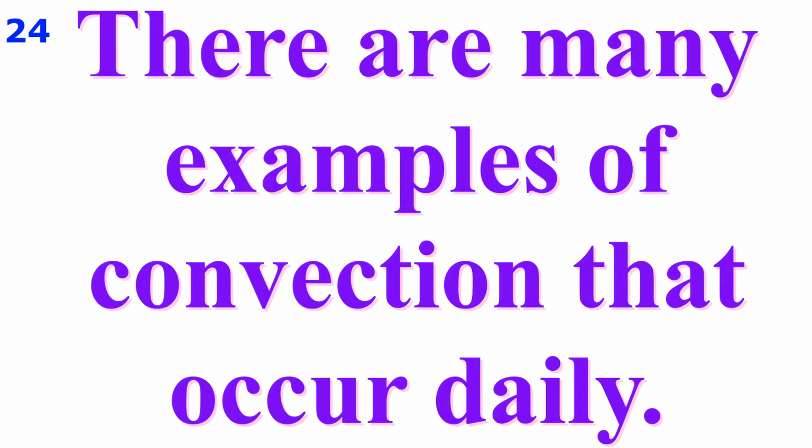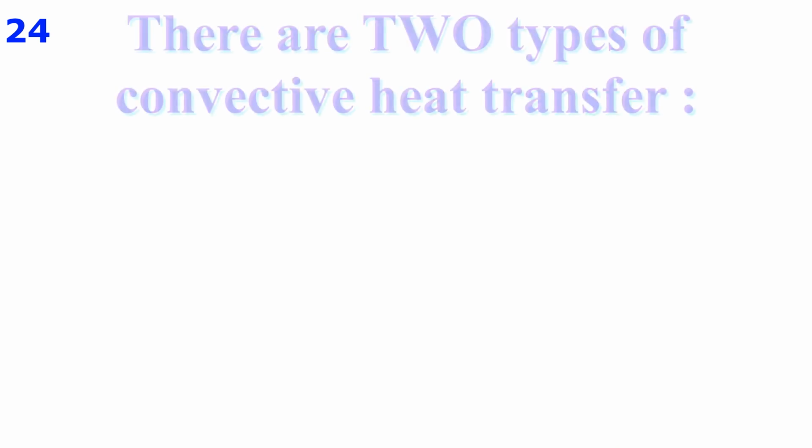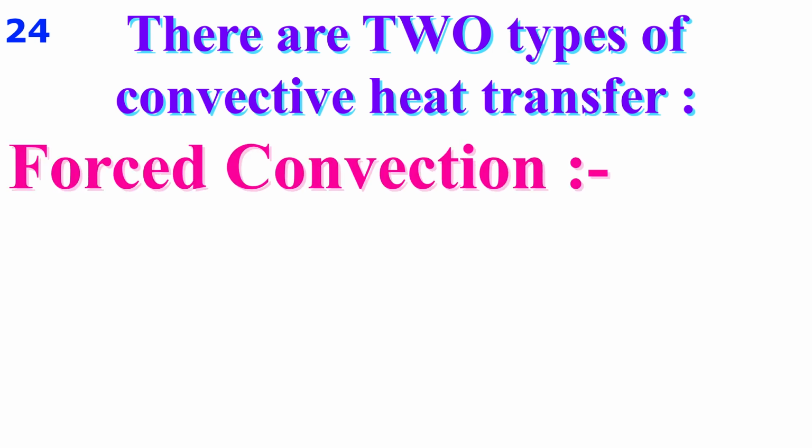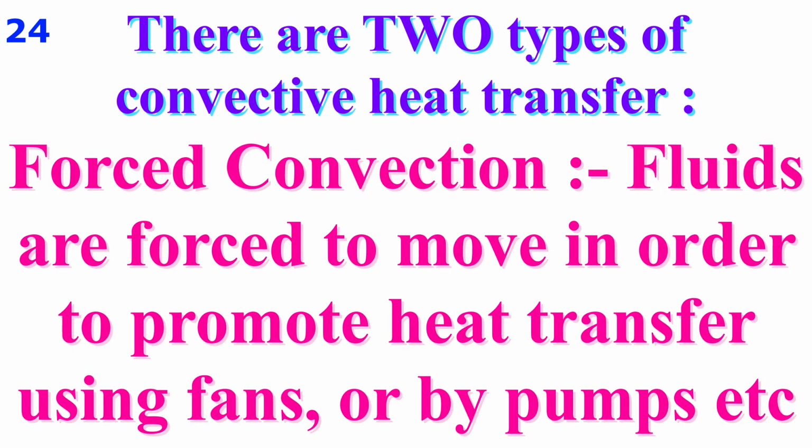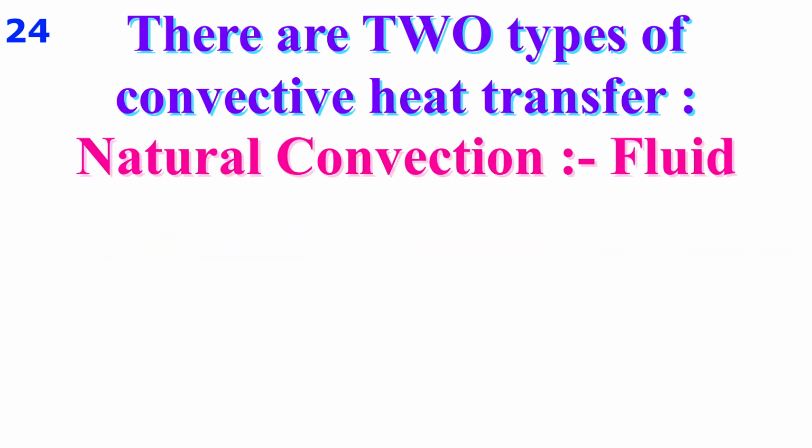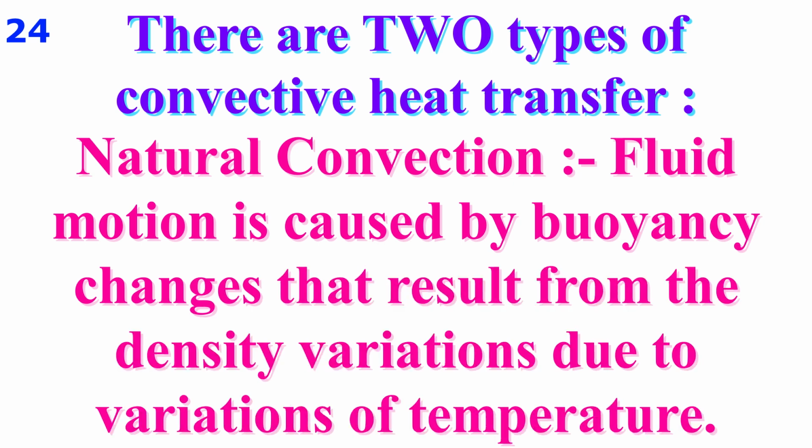Now example. And friend, there are many examples of convection that occur on a daily basis. Examples include both forced and natural convection. Forced convection occurs when fluids are forced to move in order to promote heat transfer. Natural convection occurs when fluid naturally move due to change in buoyancy or density.